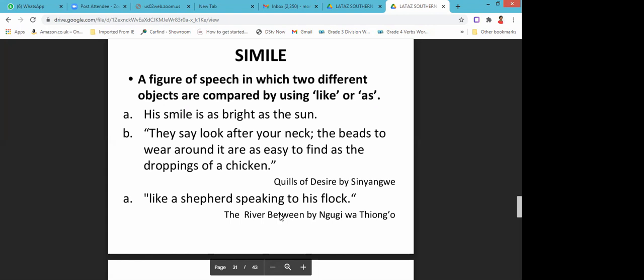Number two, they look after you. They look after your neck. The beads to wear around it are as easy to find as the droppings of a chicken. Yes, this was a proverb that Chambuleni told his son Wiza, but it is also comparing two different objects. Then we go to the next one, like a shepherd speaking to his flock. So here in The River Between, we're comparing a shepherd.